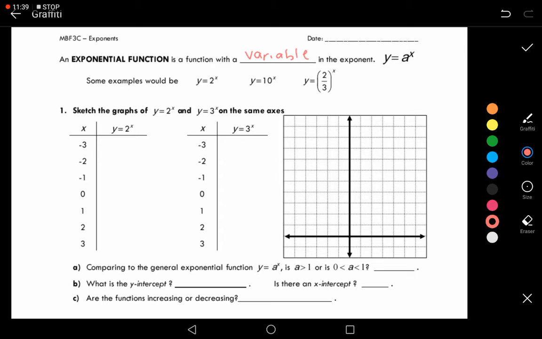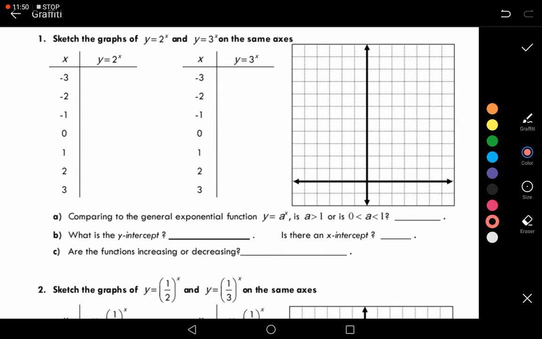Some examples of that: y equals 2 to the power of x, y equals 10 to the power of x, y equals 2/3 to the power of x. Notice in all of them, the variable is the exponent. Okay, so let's look at a couple more graphs here. It says sketch the graphs of y equals 2^x and y equals 3^x on the same axes so that we can compare them.